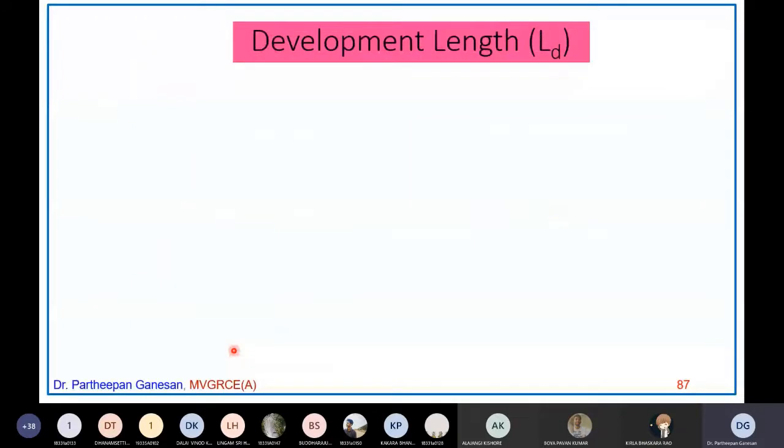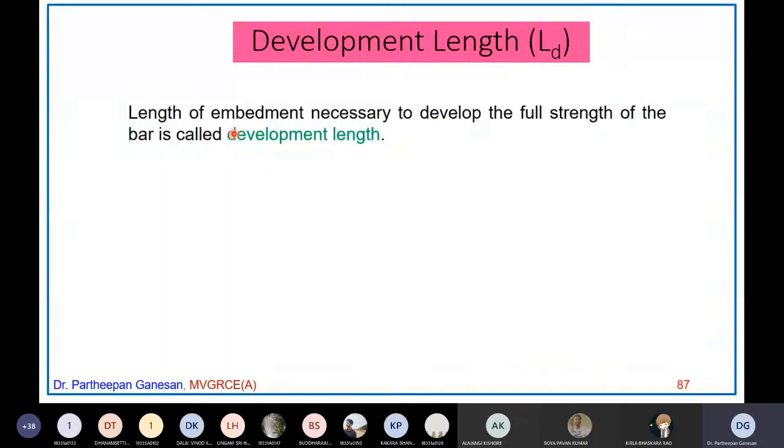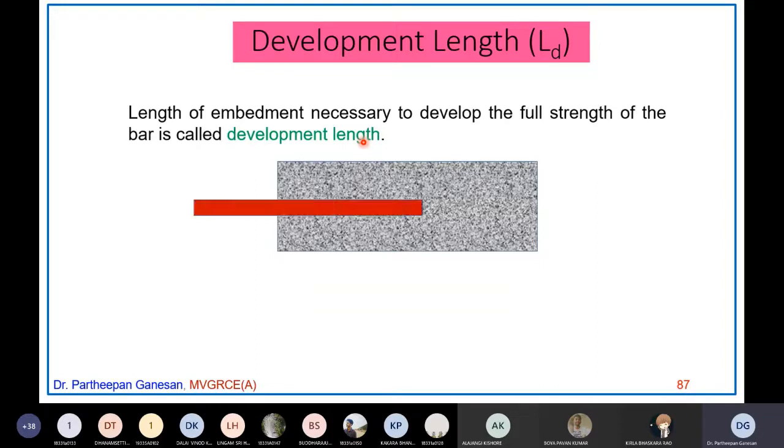Now, development length. Many times this question is asked: what is development length, what is anchorage? The length of embedment necessary to develop the full strength of the bar is called development length. This is the definition of development length. Suppose this is concrete and this is a reinforcing steel. Now you apply a tensile force equal to the full tensile force, 0.87 Fy, where Fy is the yield stress of the steel. So stress multiplied by the area of the steel will give you the total tensile force.